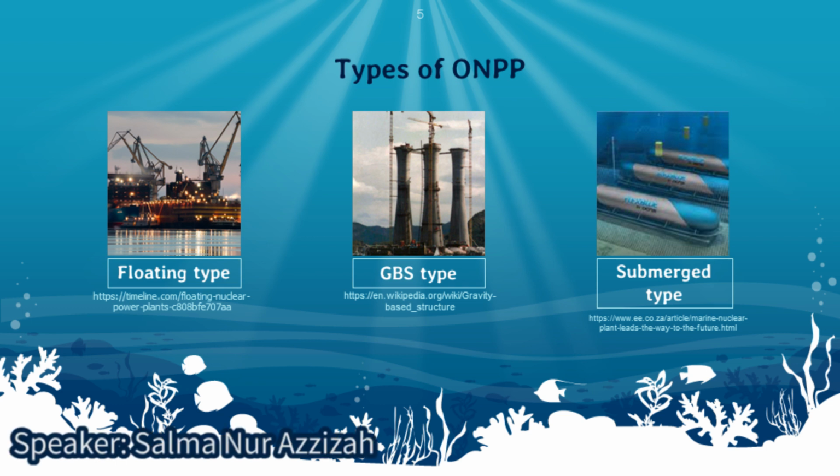So, offshore nuclear power plant has three types, and I will explain each one of them. The first type is called floating type, the second one is gravity-based structure type, or you can call it GBS type, and the last one is submerged type.